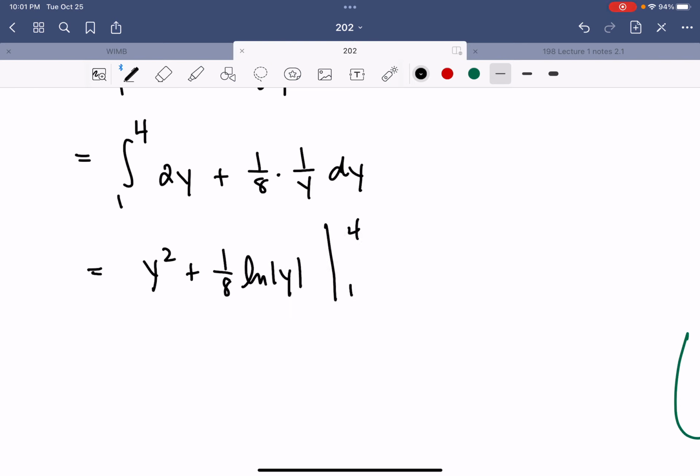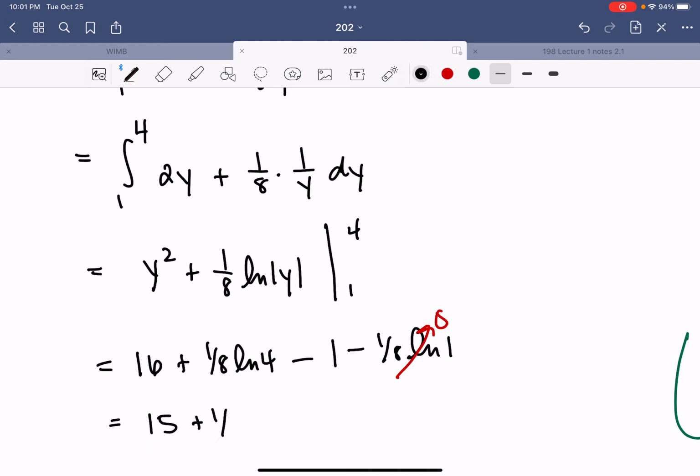And I'm evaluating that from 1 to 4. So you plug in 4, that gives you 16 plus 1/8 times the natural log of 4. Minus, when you plug in 1, that's 1 minus 1/8 times the natural log of 1. The natural log of 1 is 0. So that's going to give us 15 plus 1/8 the natural log of 4.